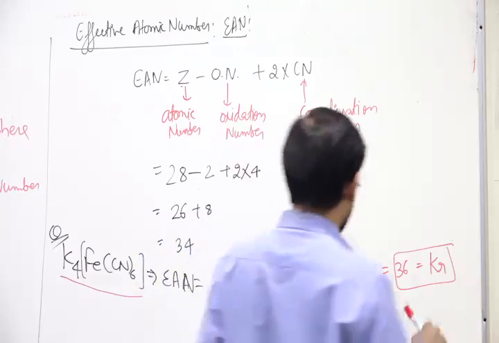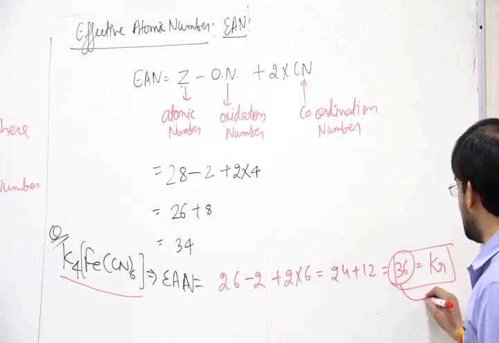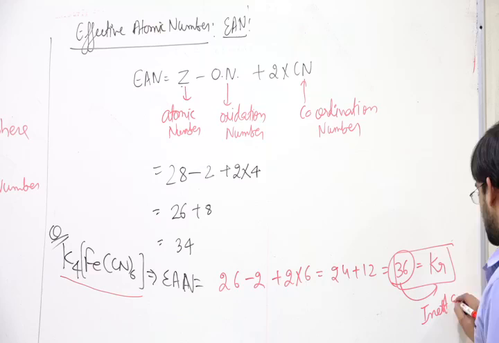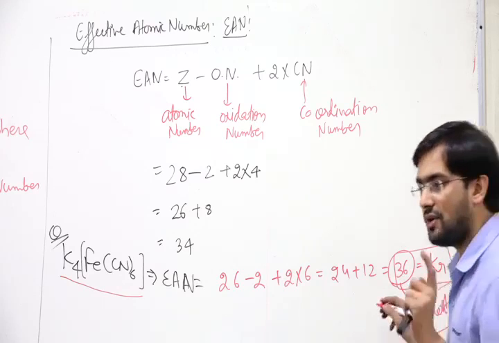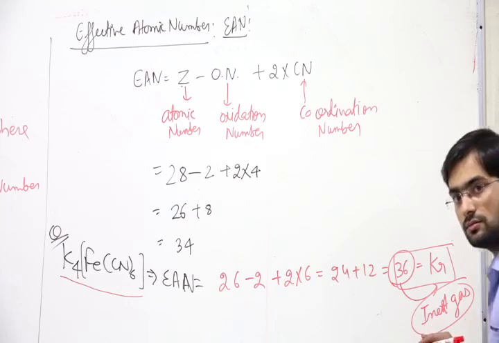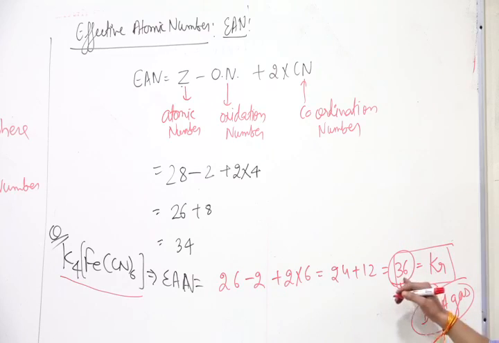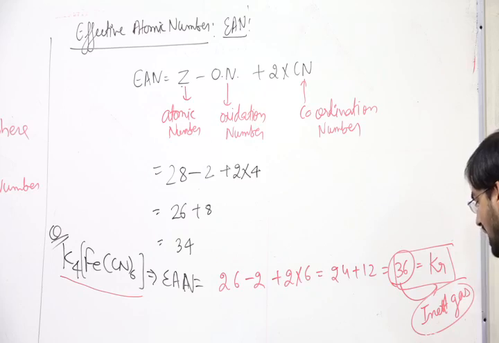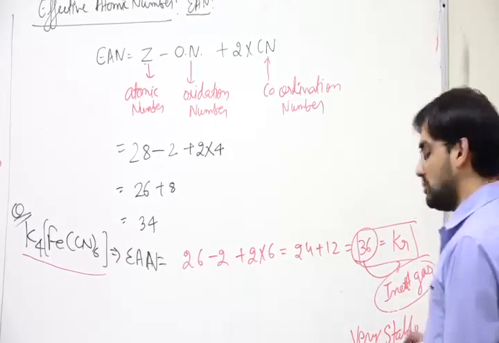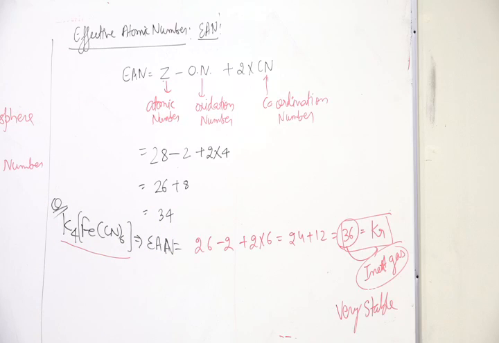So this is theory: whenever the EAN of any compound is very near to the inert gas configuration, those compounds are very stable.